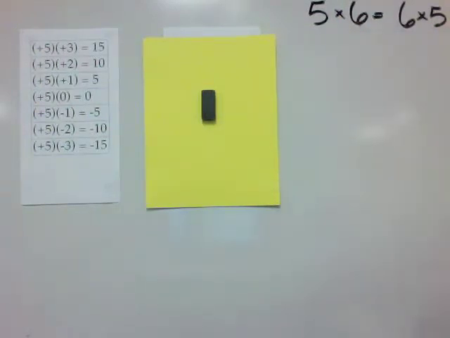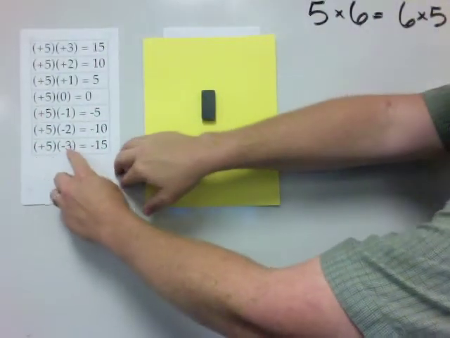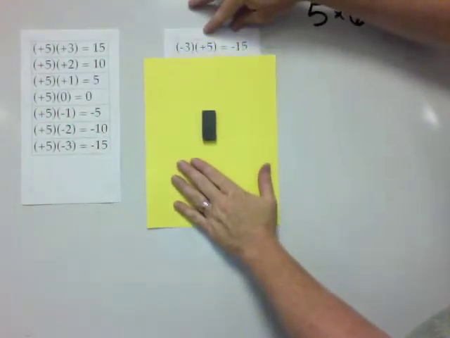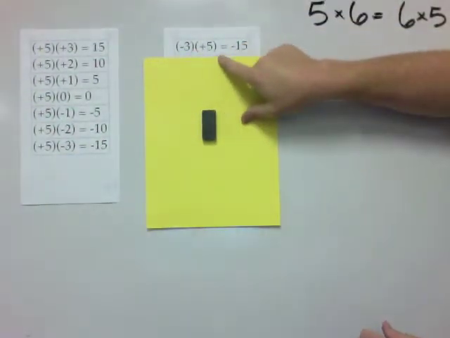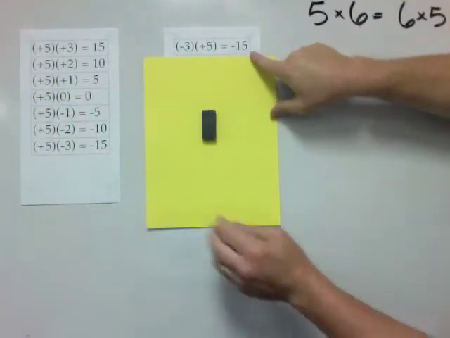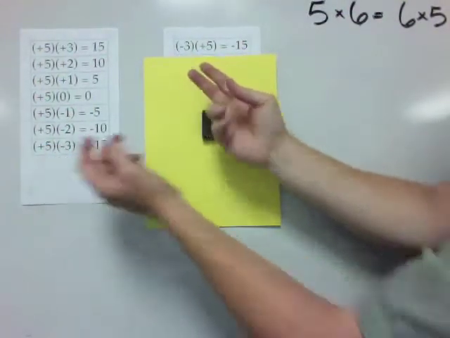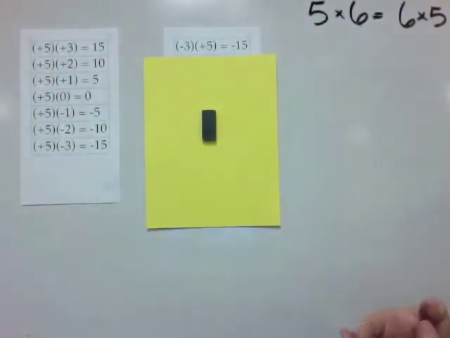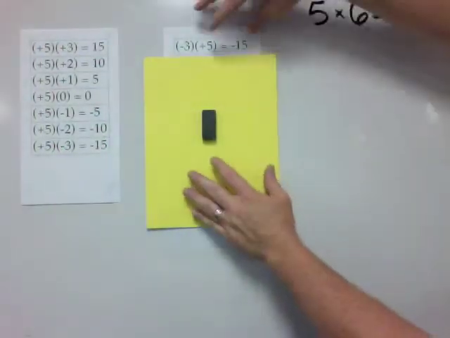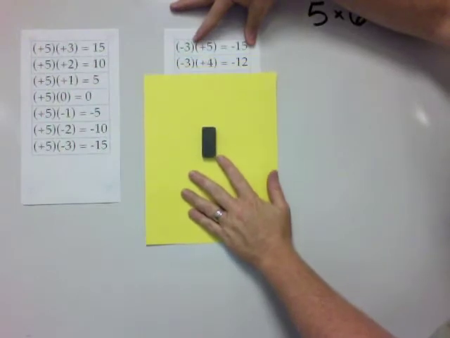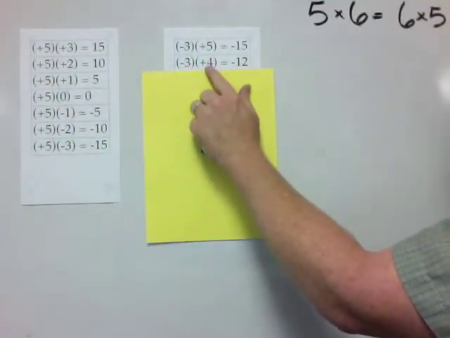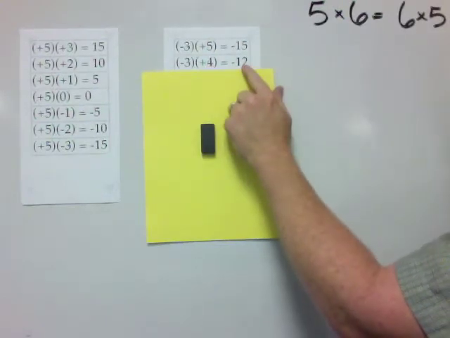We learned in earlier grades that multiplication is commutative. So if we use that same idea, that 5 times negative 3 is negative 15, that means negative 3 times positive 5 is negative 15. We can reverse the order and we're still going to get the exact same answer. Multiplication is commutative. Well, let's keep going. So now, if we were to do negative 3 times positive 4, we're going to get negative 12.